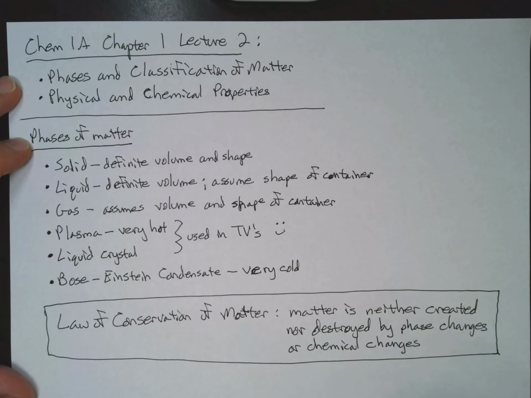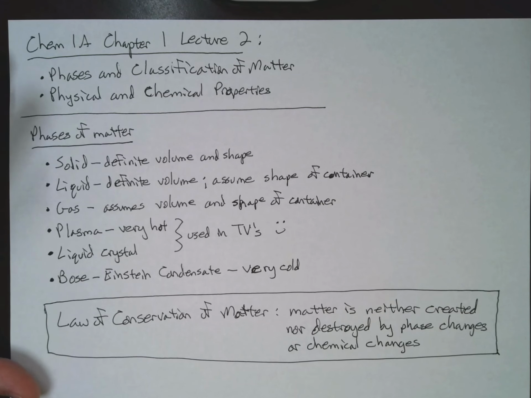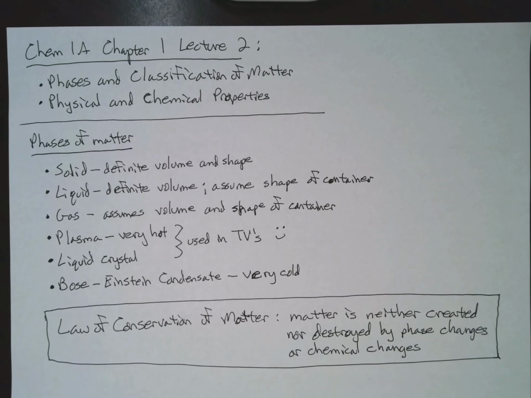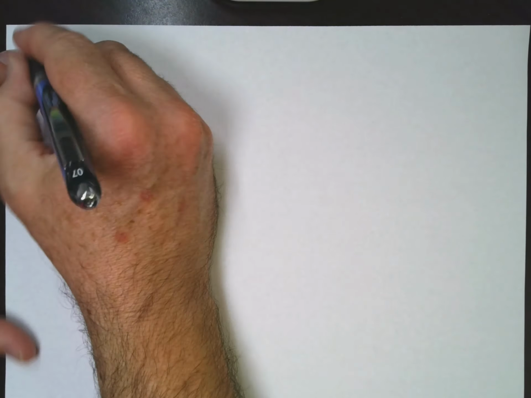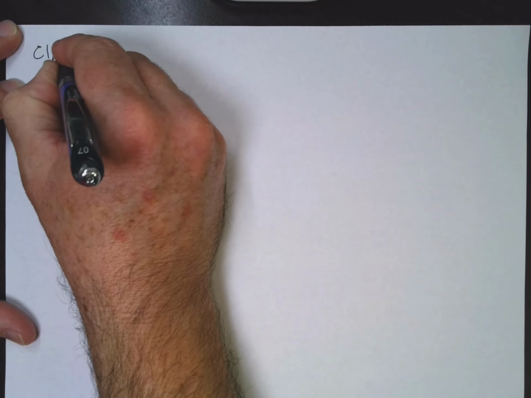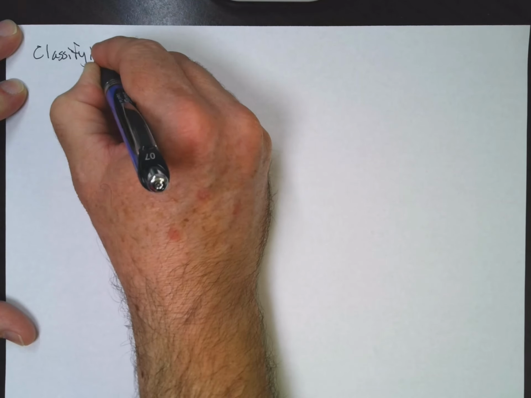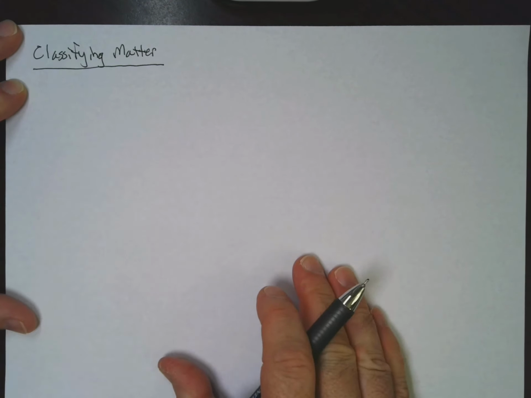All right. So let's take a look at some other aspects of matter. We've talked about different phases and what they're like, but let's look at some different properties. Actually, before we look at properties, let's classify matter. So let's look at types of matter. So we'll say classifying matter or classifying substances. And we'll go ahead and make a list here.